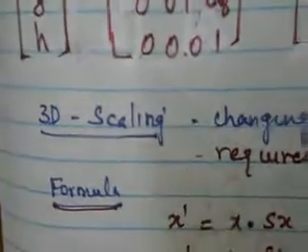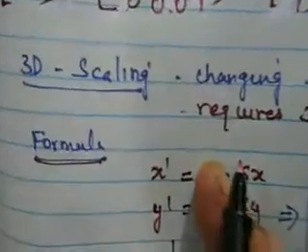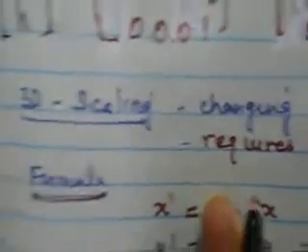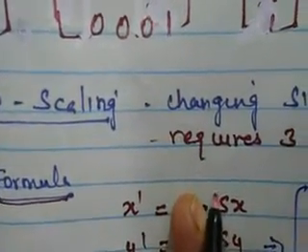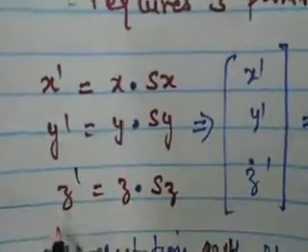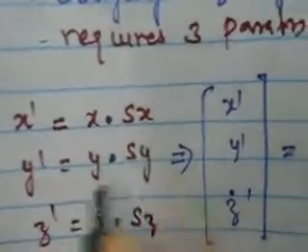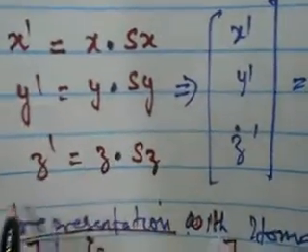Next, let's see the 3D scaling. 3D scaling: changing the size of an object. It also requires 3 parameters: Sx, Sy, Sz. Here also initial coordinates and final coordinates are available. The initial coordinate we say as P of x, y, z, and the final coordinate we call x dash, y dash, z dash. Let's derive the formula: x dash is equal to x dot sx, y dash is equal to y dot sy, z dash is equal to z dot sz.